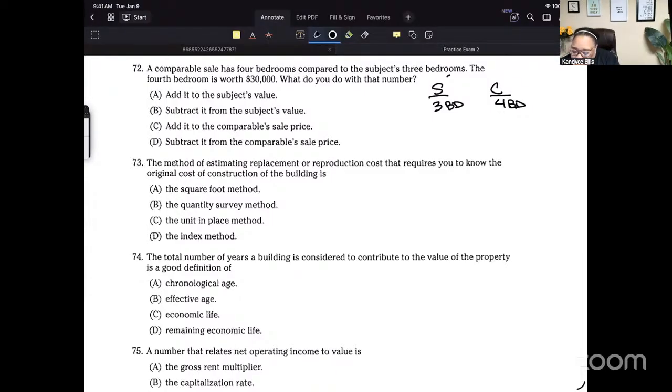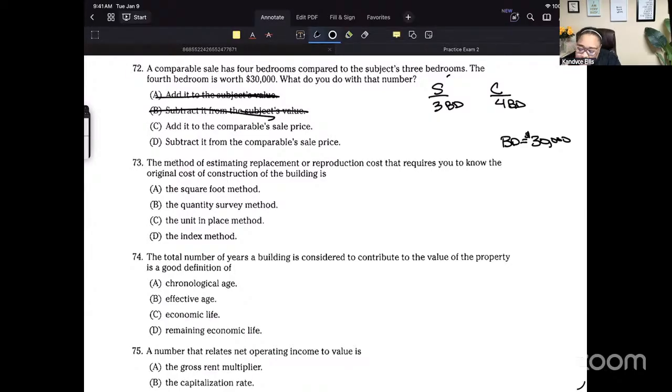The 4th bedroom is worth $30,000. What would I do to that number? Would I add it to the subject's value, subtract it from the subject's value, add it to the comparable sales price, or subtract it from the comparable sales price? Well, first and foremost, we don't touch the subject. We never, ever, ever, ever, ever touch the subject. So these two are not right. We do not touch the subject.